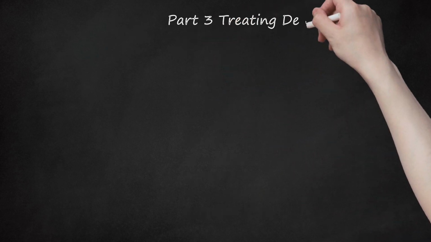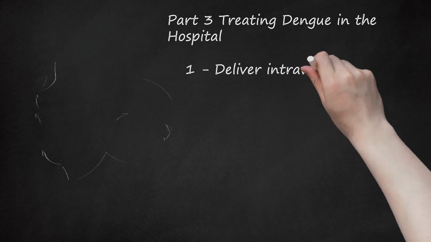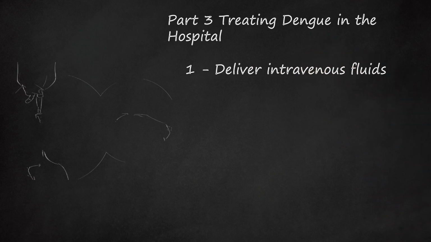Part 3: Treating dengue in the hospital. 1. Deliver intravenous fluids. To treat severe cases of dengue fever at a hospital, doctors will begin by introducing intravenous fluids and electrolytes, salts, into the patient's body. This treatment works to replace the fluids lost through vomiting or diarrhea. This step will only be taken if the patient is not able to take fluids orally, e.g., because of severe vomiting, or is in shock.